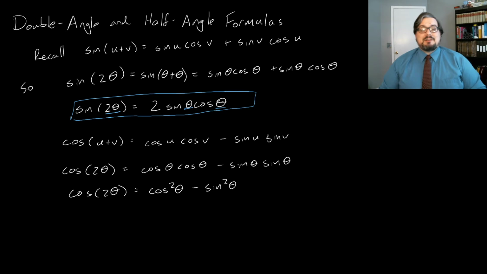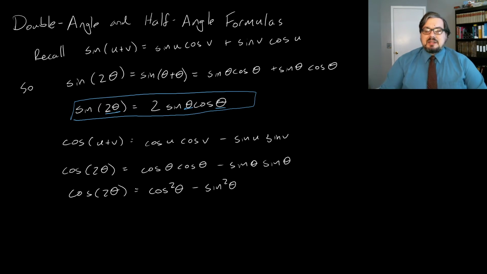So we've seen throughout the course that cosine squared plus sine squared of an angle always gives you 1, which is useful. We now also have the formula for what happens when you take cosine squared minus sine squared. You get cosine of 2 theta.